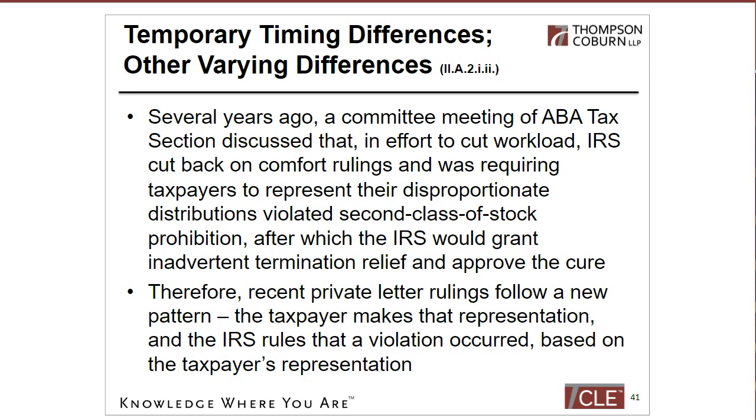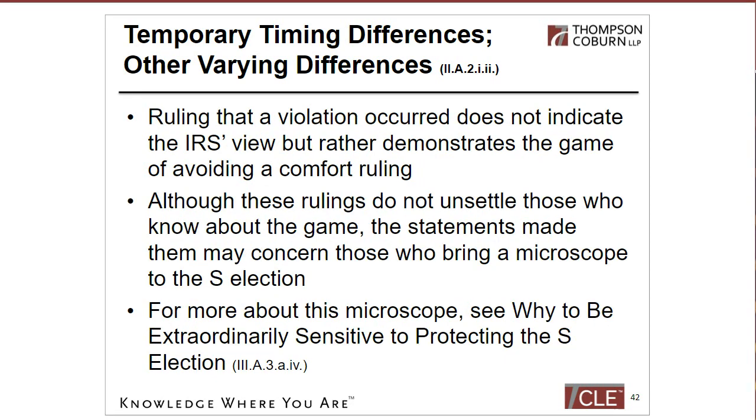So what happens is that there's this pattern. The taxpayer makes a representation that disproportionate distributions busted the S election. Then the IRS says, well, if you say so, yes, it busted it because you said so. You represented that you busted your S election. We're going to take your word for it. So this ruling that a violation occurred doesn't indicate the IRS's view, but rather it demonstrates this game of avoiding a comfort ruling, because the IRS is not really saying that a violation occurs. They're just accepting the taxpayer's representation that one occurred.